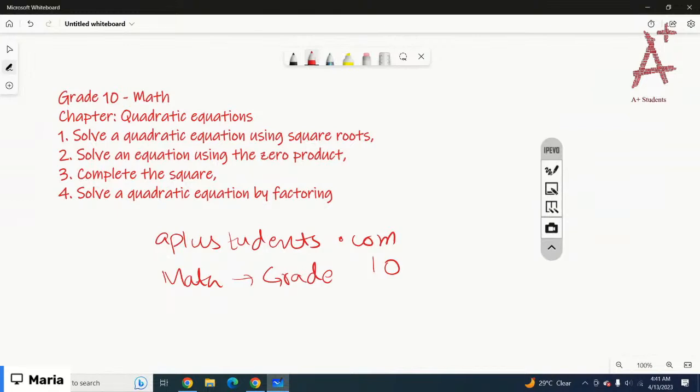We're going to start with the chapter quadratic equations, and the lessons we're going to cover today are: solve a quadratic equation using square roots, solve an equation using the zero product, complete the square, and solve a quadratic equation by factoring.